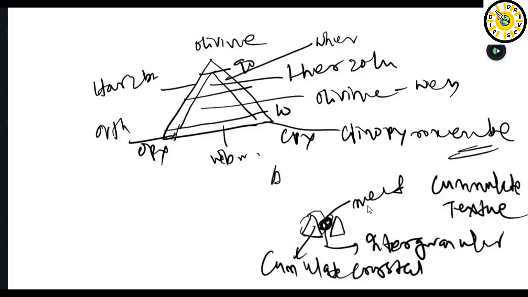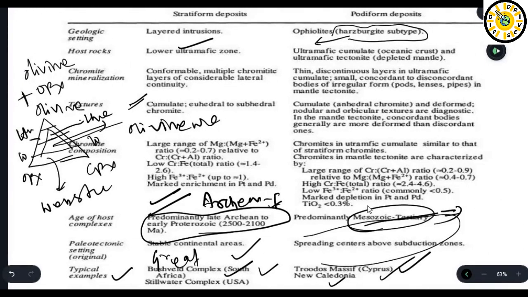No doubt. Okay. So all the stratiforms show the cumulate type texture, normally euhedral to subhedral chromite. What do you mean by euhedral and what do you mean by subhedral?